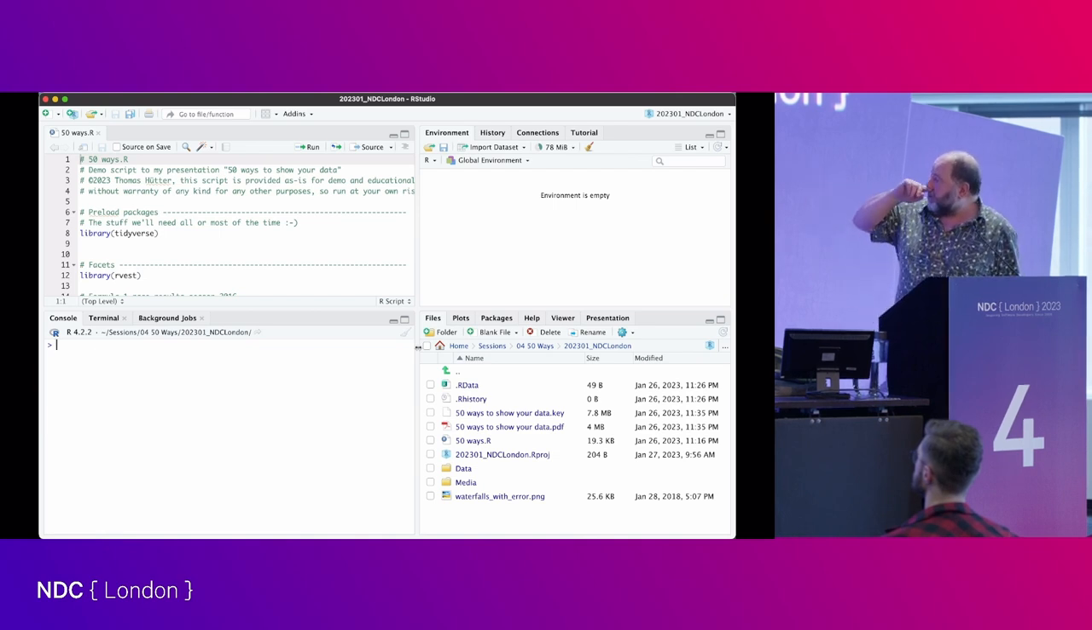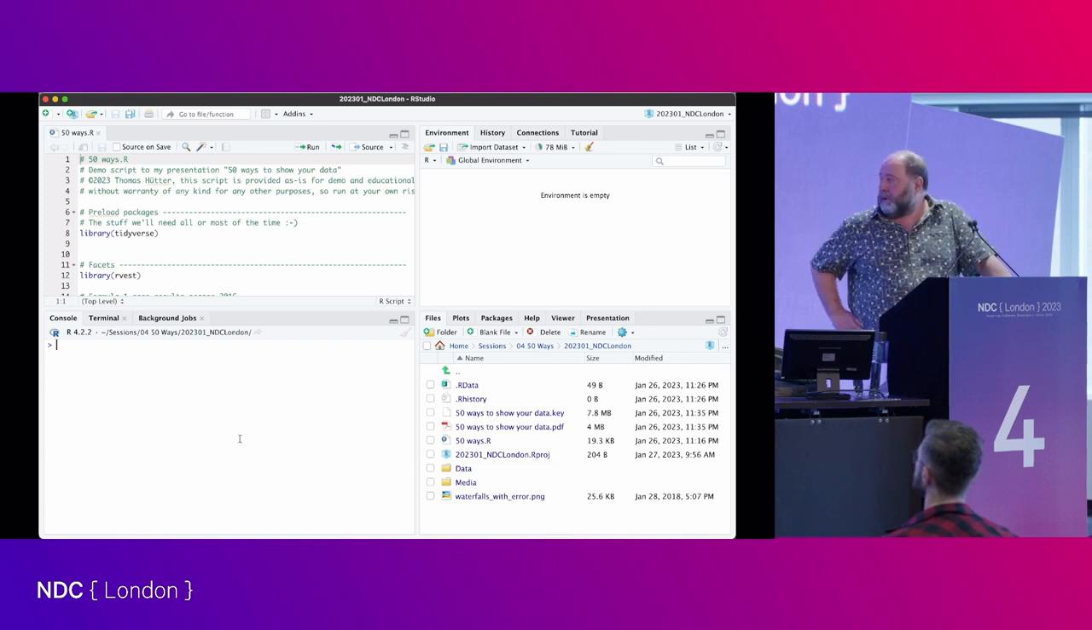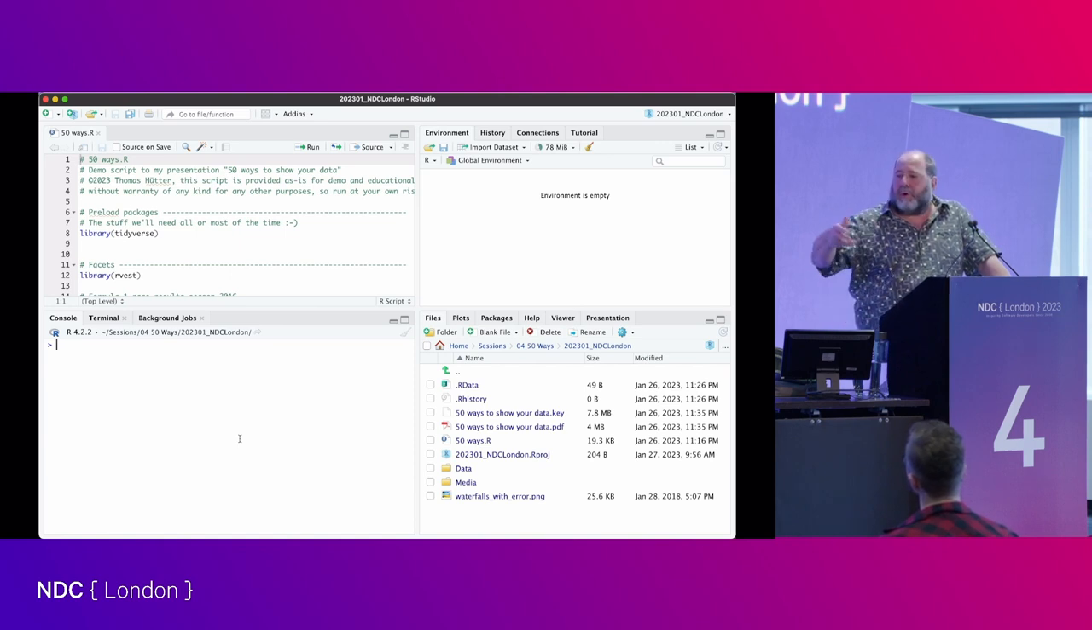Top left, we've got a source code window. Of course, you can have several source files open. On the bottom left, we've got the console where any results will appear, and you can also interactively enter function calls or commands. Top right will be the environment. We will see in a minute all the variables that we generate will be listed there, and you can inspect them also.